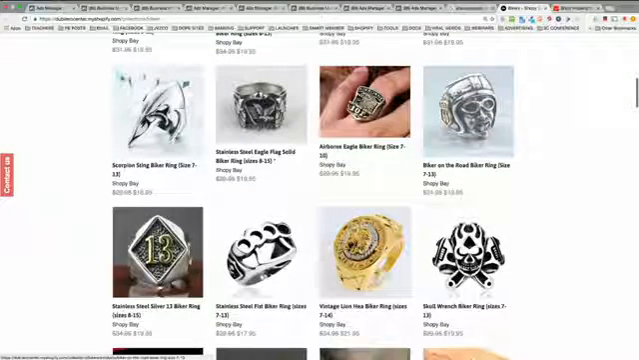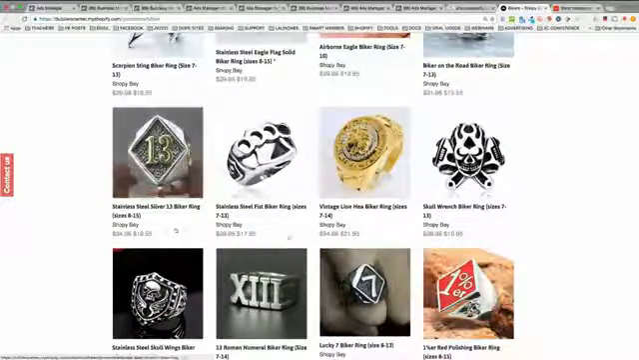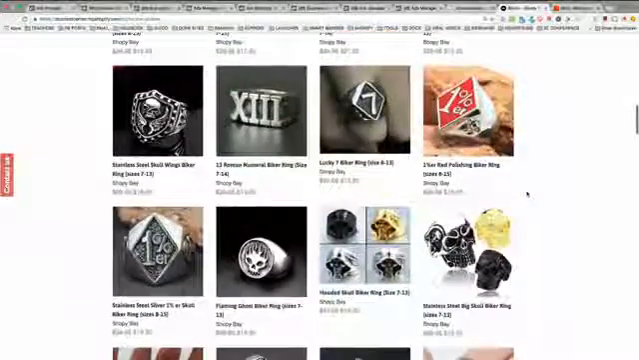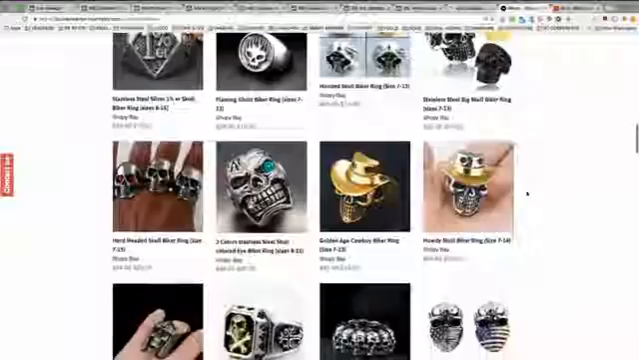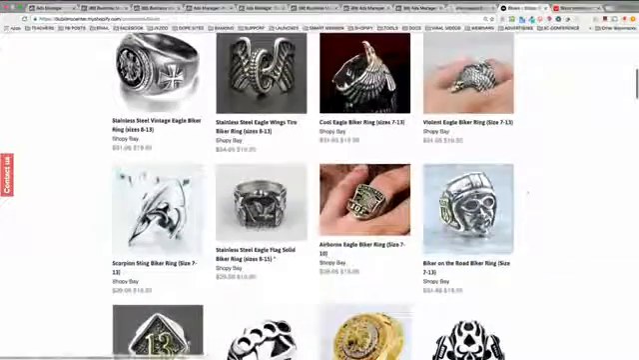They're selling that one right there for $19.95. They're selling this one here, Airborne Eagle Biker Ring. They're selling all of these different types of rings for $19.95, $17.95, $21.95. And you can basically see how much they're marked up. You can go and look up the same stuff. So remember these same rings? Look at the same one right here, Biker on the Road, $19.95.